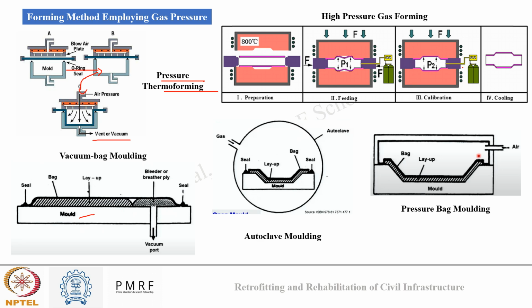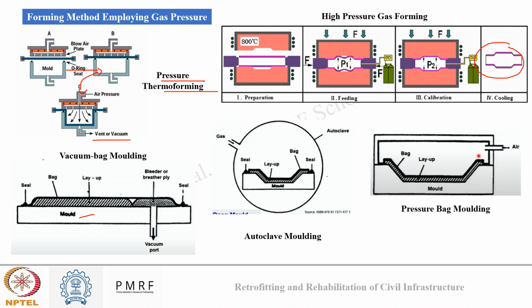Now, here the gas pressure is passed from the sides instead of from the top. So when the gas is passed, the feed material will be compressed to the faces of the filament and it will take the desired shape. Once it has taken the desired shape, the molds are opened and the feed material is cooled, and we finally get the desired shape of our laminate. So these methods were closed mold forming methods employing gas pressure.